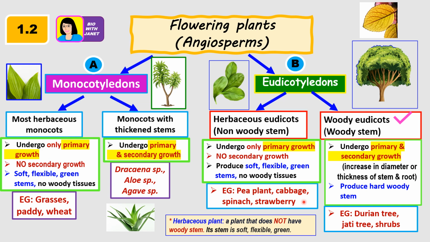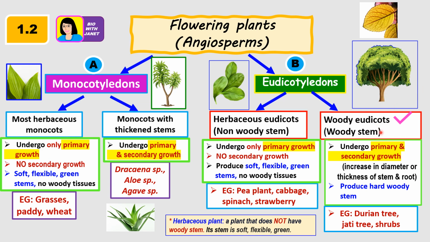Examples of these herbaceous eudicots are some plants that produce vegetables, right? Like the pea plant, which is a climber, then cabbage and spinach as shown here. It has a soft green flexible stem, and strawberry, which is also herbaceous. Herbaceous means non-woody, right? Now, on the other hand, there's another group of eudicots which are woody, like the woody trees, okay, as shown here.